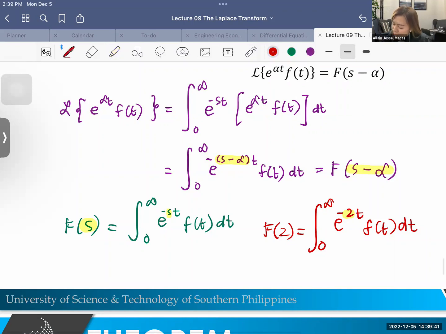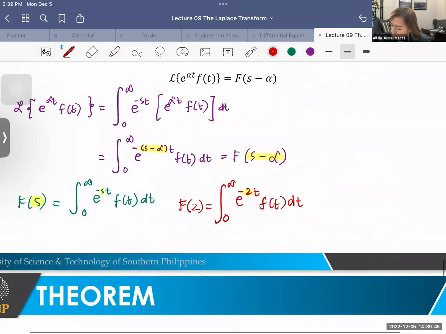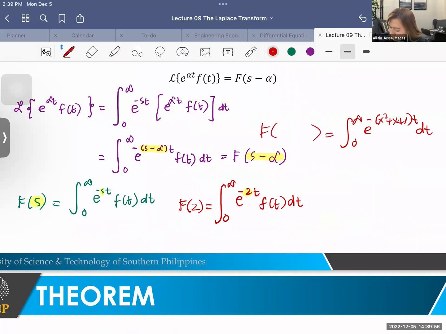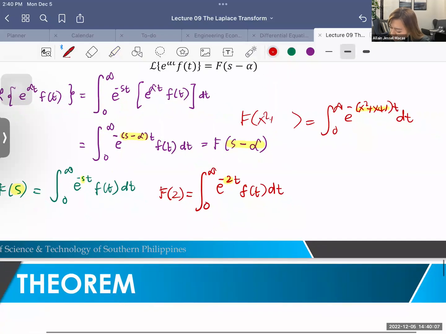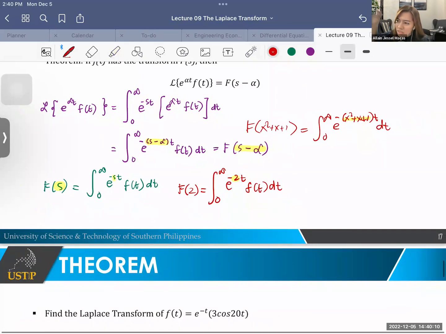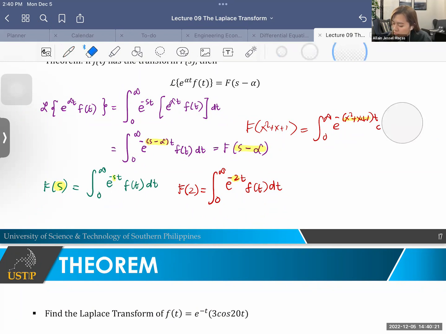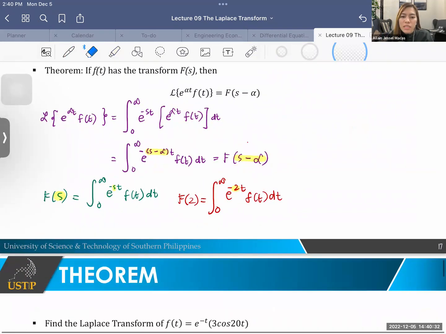Even, class, I will exaggerate. If I put the integral from 0 to infinity of e to the negative of x squared plus x plus 1 t. I am just putting this. Exaggerated already. What will be my F? F of what? So you can see the pattern. x squared. Right, this whole thing. So that is F of x squared plus x plus 1. Basically, you plug in whatever is your F of s into the exponent of your e. Okay? Sige, so let us have an example so we do not worry about the proving. The evaluation is what is important, class. Okay? So, sige, para magets ninyo.